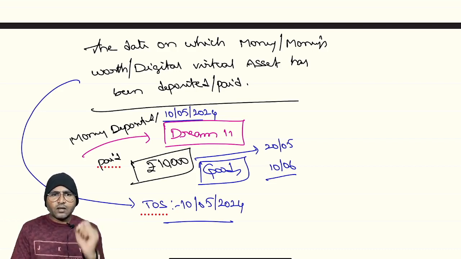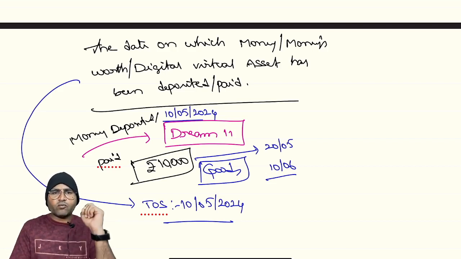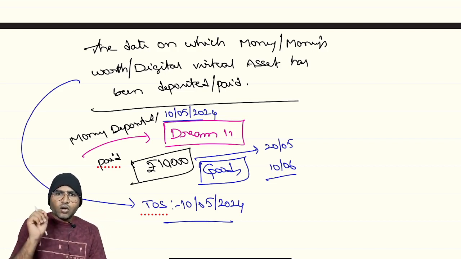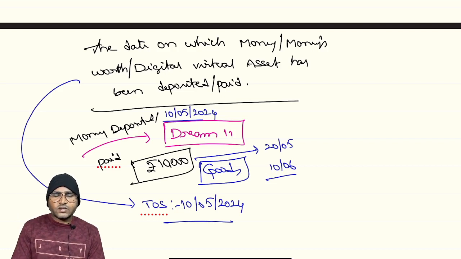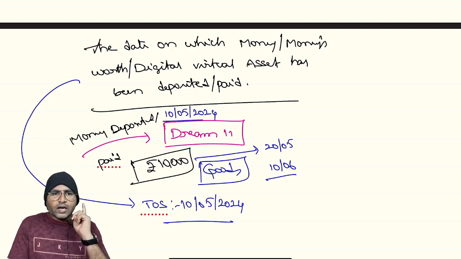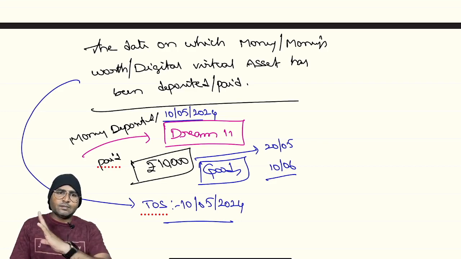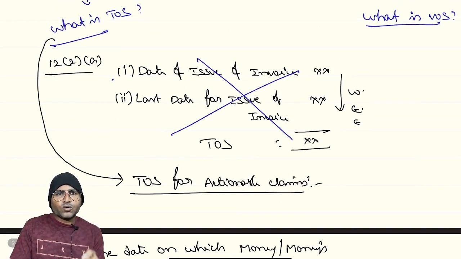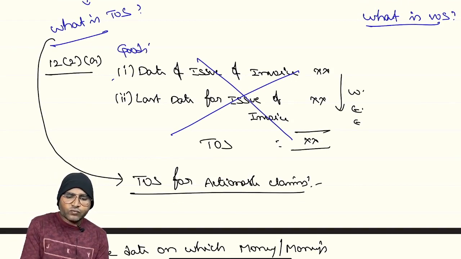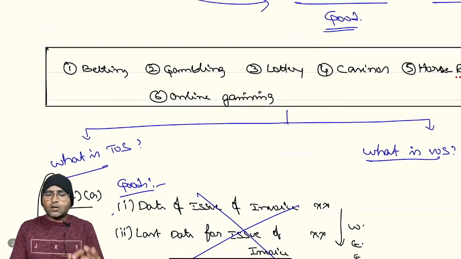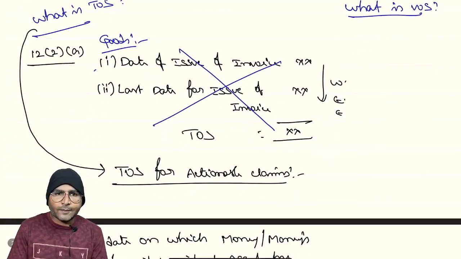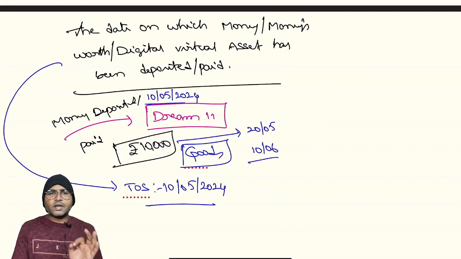When such amount is paid or payable, whether it may be money or money's worth or virtual asset, the date on which you paid or it became payable, that could be the time of supply. Are you clear with this? This is the first situation where an advance relating to goods became taxable. Actually, the time of supply will be the date of issue of invoice or last date for issue of the invoice. Is it clear? In relation to the goods, the time of supply we have to determine like this. But now, only in relation to betting, gambling and lottery tickets, casinos, horse racing and online gaming, the time of supply will be the date on which money or money's worth or digital virtual asset has been deposited.